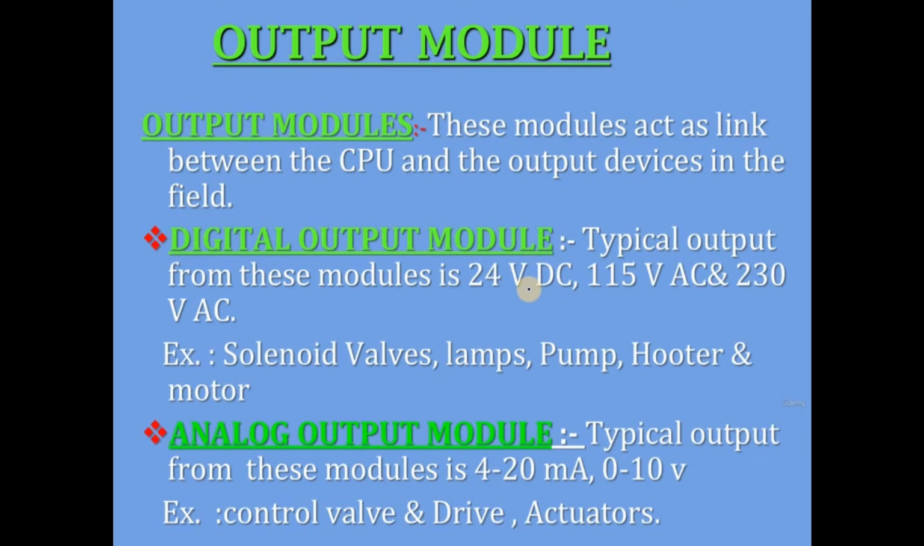Now coming toward the output module. The same thing we have to learn in the case of the output module also. There are 2 different types of output module. The first one is the digital output, and the second one is the analog output.